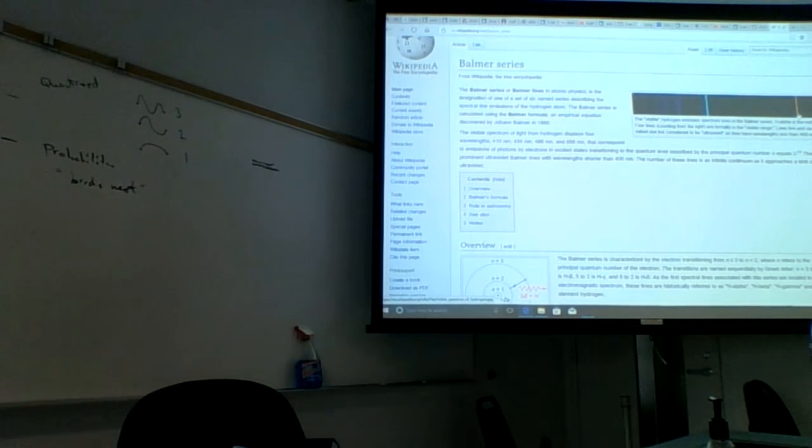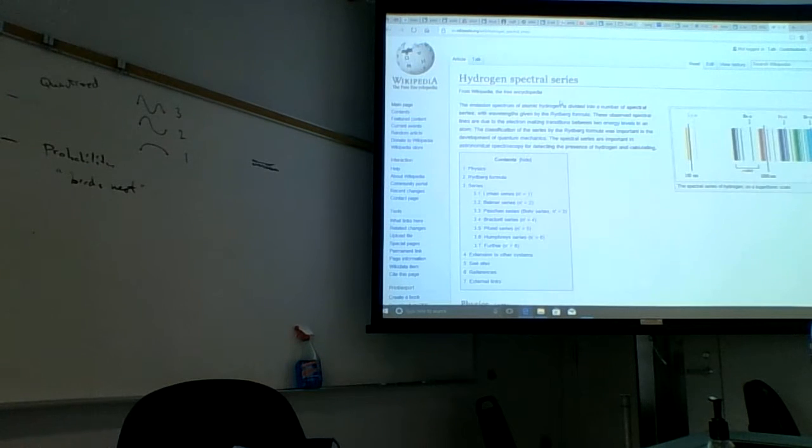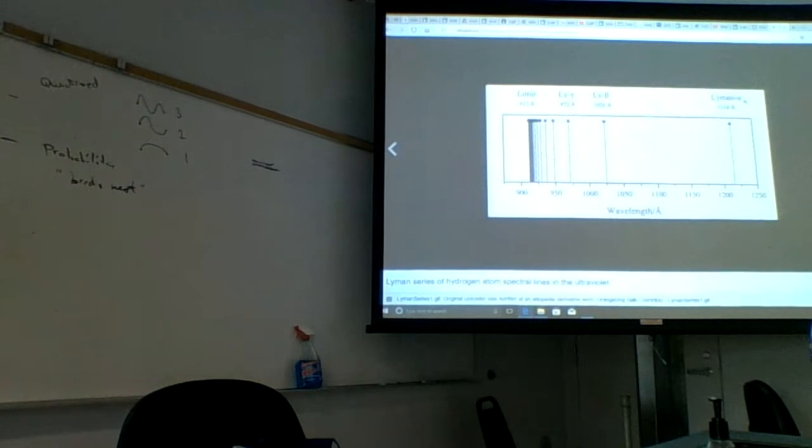Now, you can detect the invisible lines with a detector. And so what we could do is look at the other series. There are 6 named series, but we're not going to get them all. So the Balmer series was the ones that are in the visible. The Lyman series are in the UV. So this would be the Lyman series here. These are the lines in the UV.